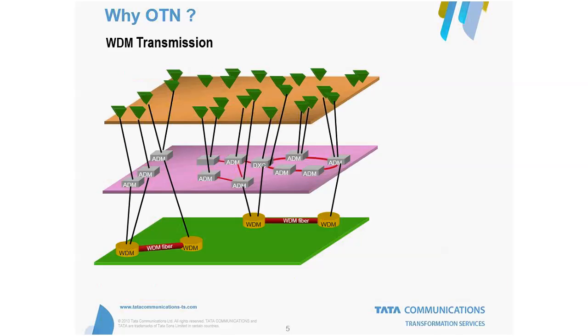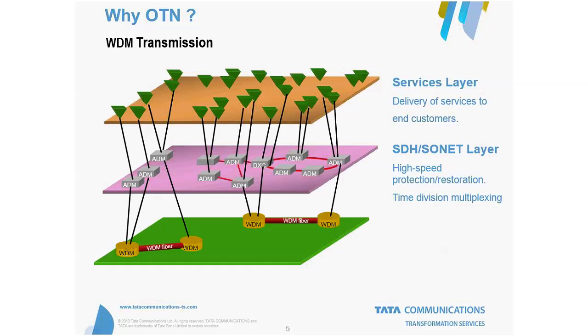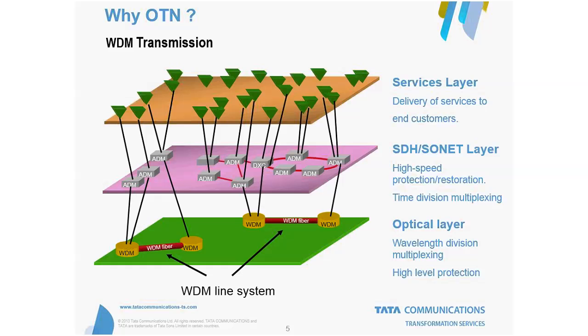So first, we are going to provide service to a customer. That becomes the service layer. You may also call it an access layer, from where we provide service to the customer. And then the SDH or SONET layer, I hope many of you are very familiar with this layer. And finally, we have this layer called the optical layer, where we deal with wavelength division multiplexing. You might have a question, where does OTN come in here? Can someone say where OTN comes? Yes, of course, in the optical layer.